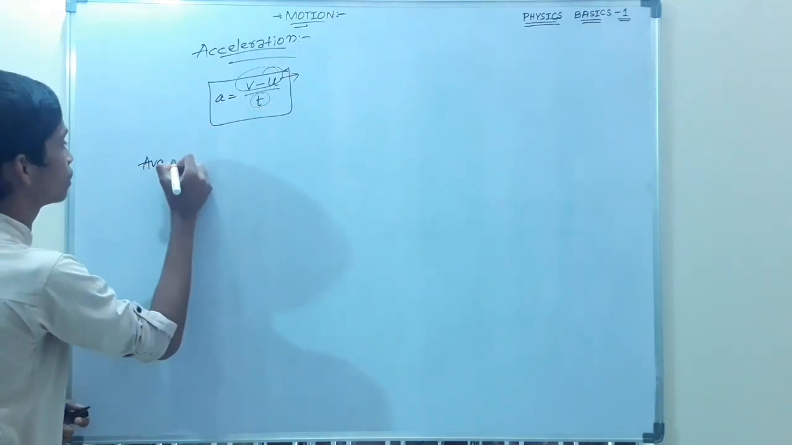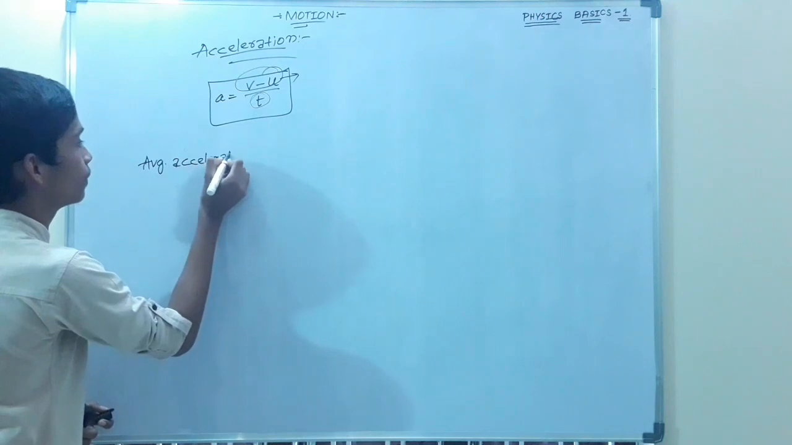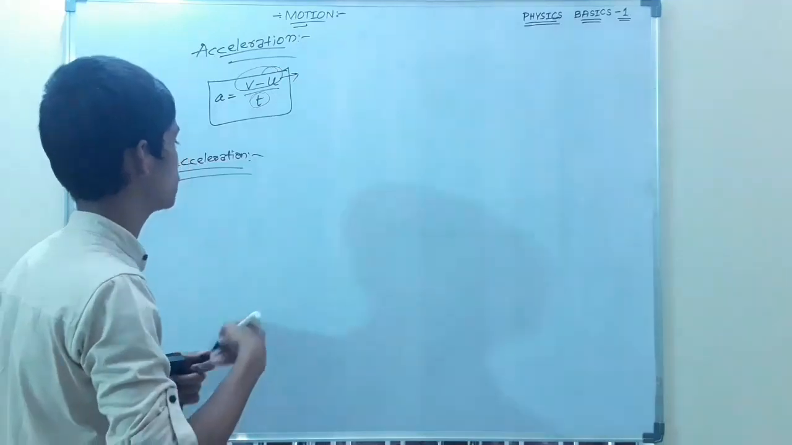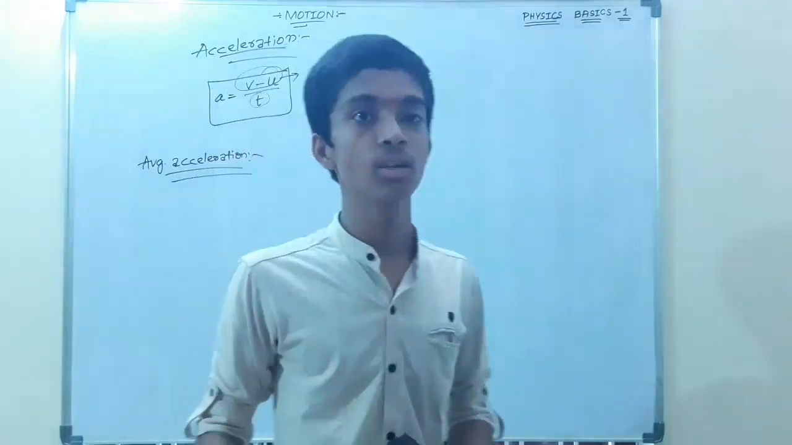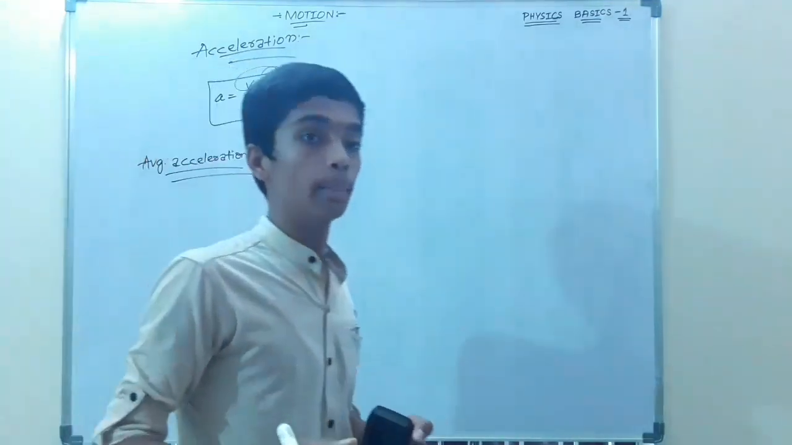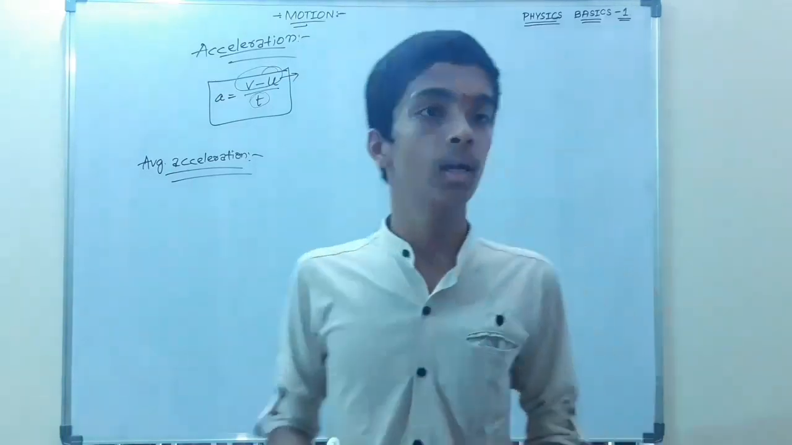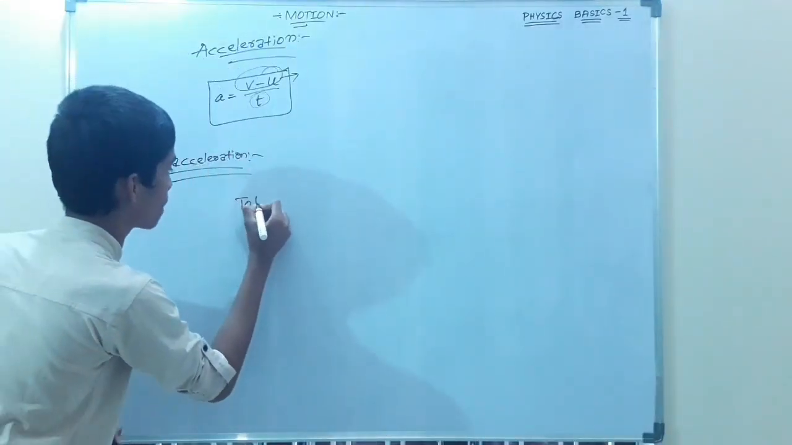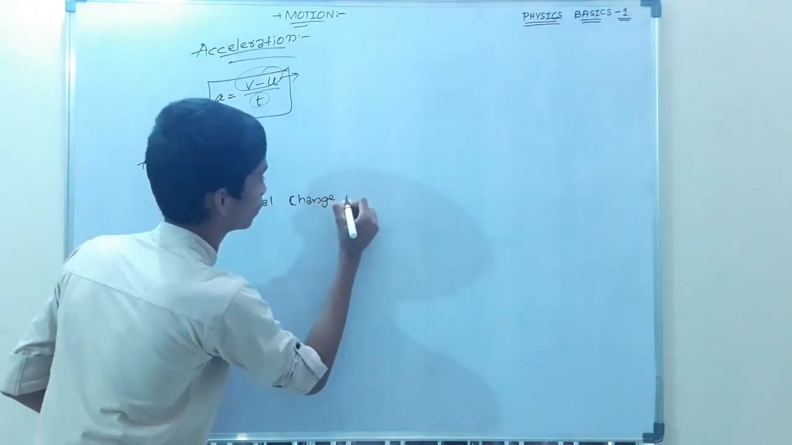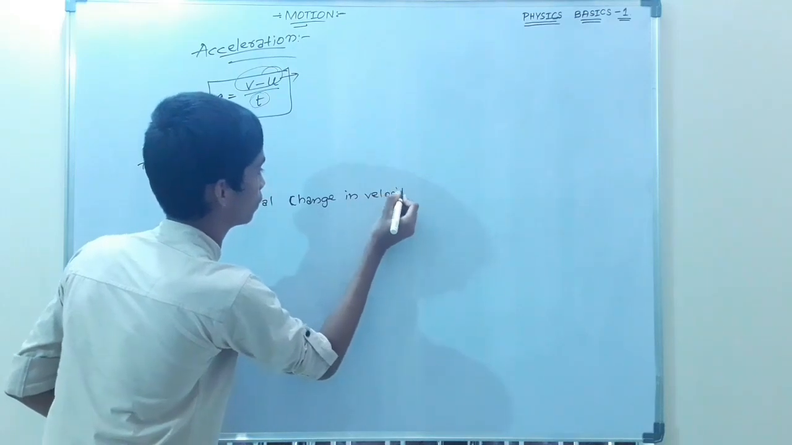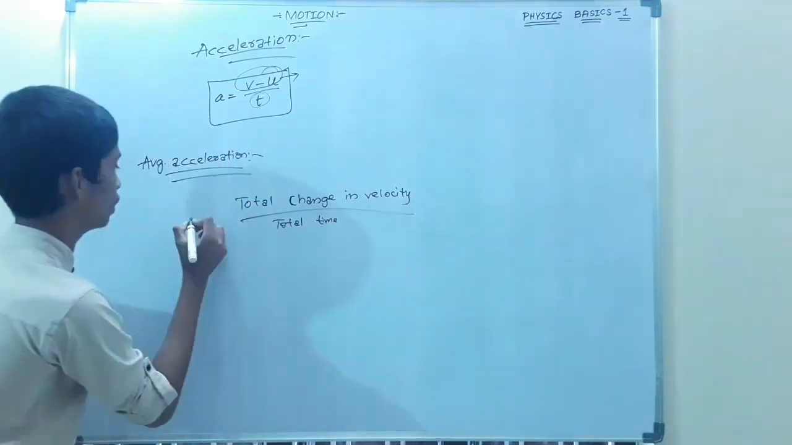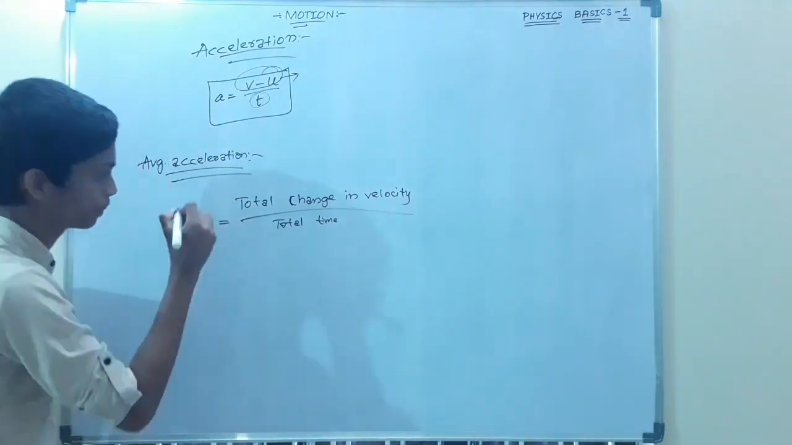And average acceleration, we have a term: average acceleration is defined as the total change in velocity by the total time taken. Total change in velocity by total time is what we call average acceleration.